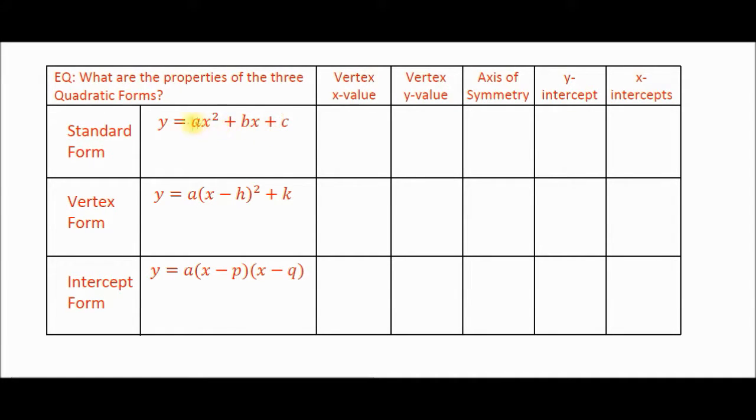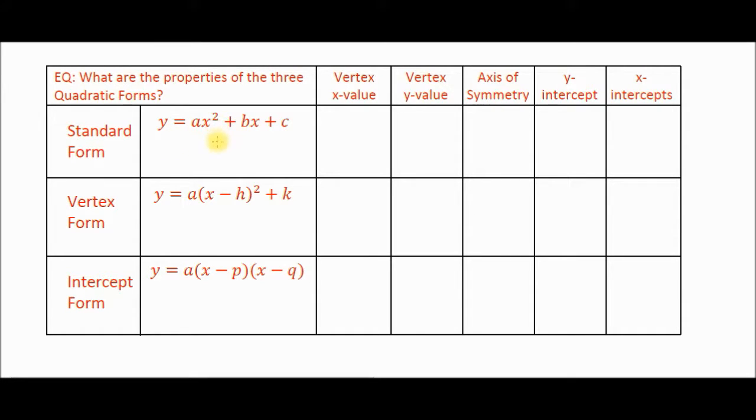Now, I have not written these as functions. I've written them as equations. But remember, class, for the y value here, you could substitute f of x, g of x, whatever function name you want. So these can be written as equations or as functions. So what are the properties, our essential question, what are the properties of the three quadratic forms? Let's take a look at this one.